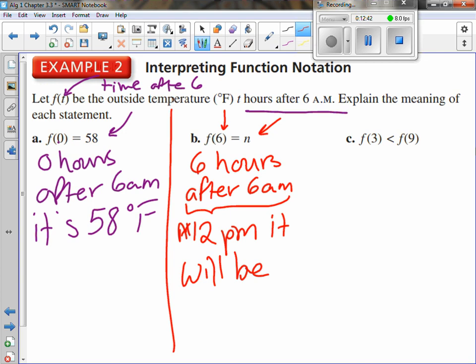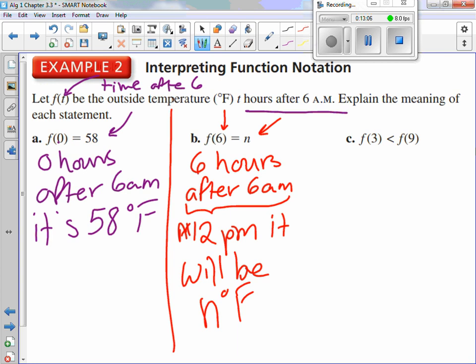So what's the temperature? 10 degrees Fahrenheit, because it's telling us that much. Now the first one I could have rewritten: instead of 0 hours after 6 a.m., we could have said what? It's just 6 a.m. because that's the time, isn't it? Any questions on this here?